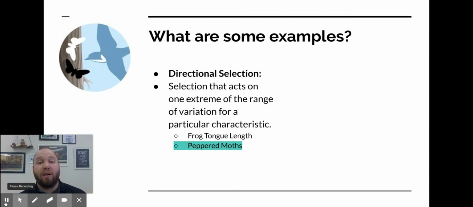All right, welcome back to part two of the natural selection lecture of the five fingers of evolution. Again, right after this is the quiz.